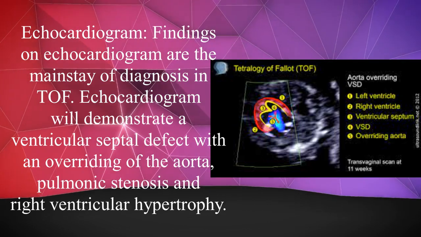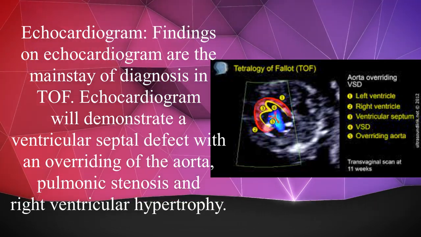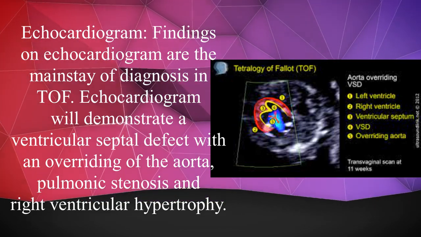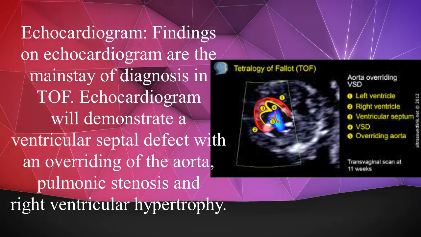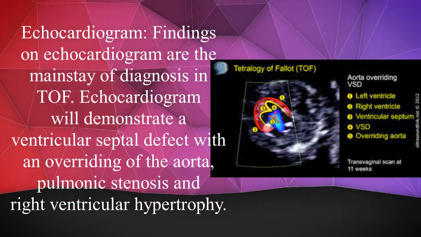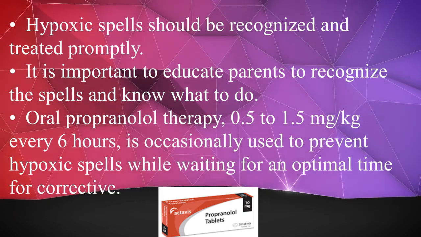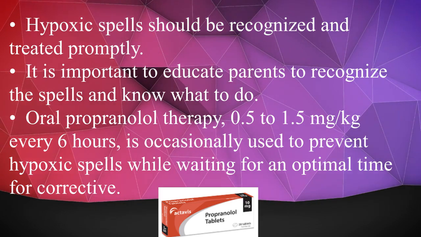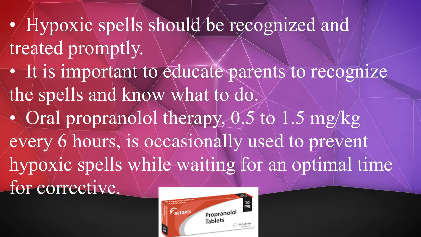Echocardiogram. Findings on echocardiogram are the mainstay of diagnosis in Tetralogy of Fallot. Echocardiogram will demonstrate a ventricular septal defect with an overriding of the aorta, pulmonic stenosis and right ventricular hypertrophy. Hypoxic spells should be recognized and treated promptly. It is important to educate parents to recognize the spells and know what to do.